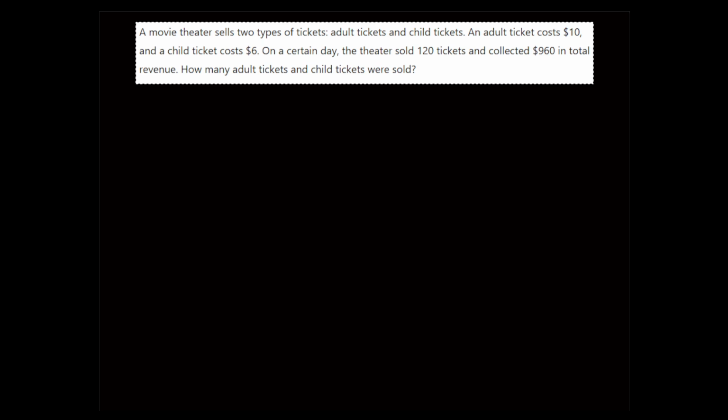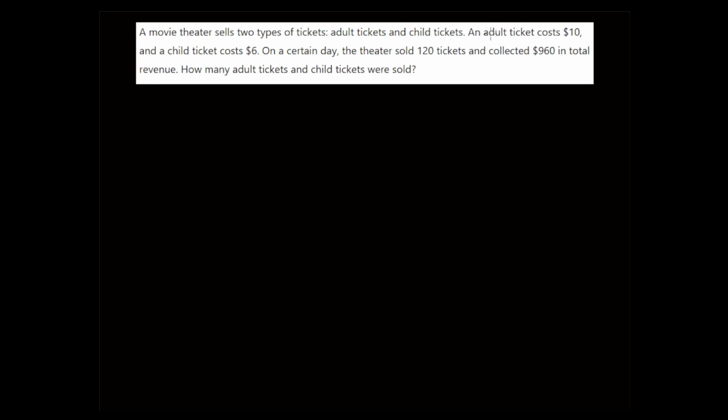So, let's get started. This is a word problem. It reads: a movie theater sells two types of tickets, adult tickets and child tickets. An adult ticket costs $10 and a child ticket costs $6. On a certain day, they sold 120 tickets and collected $960 in total revenue. How many adult tickets and child tickets were sold?